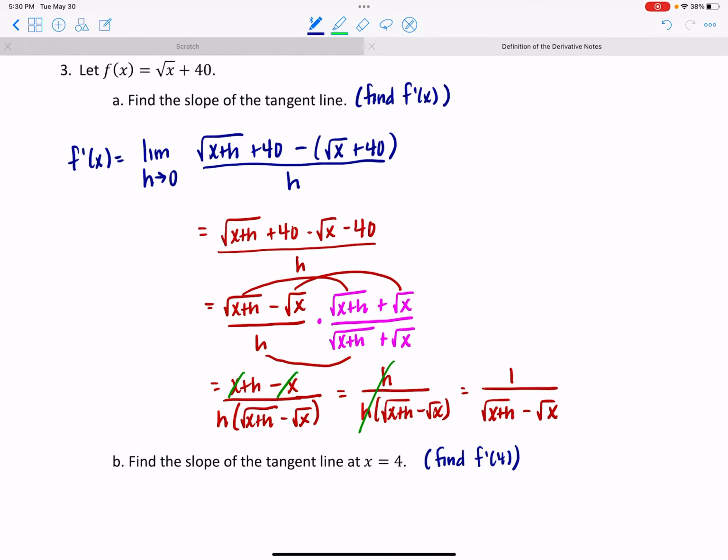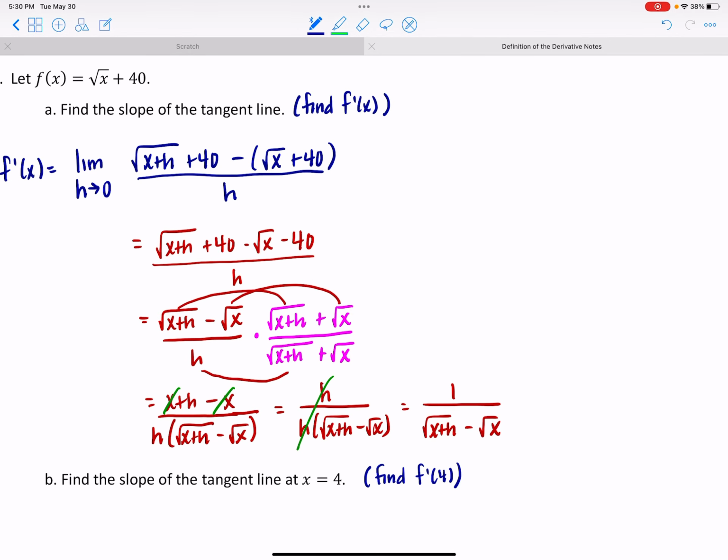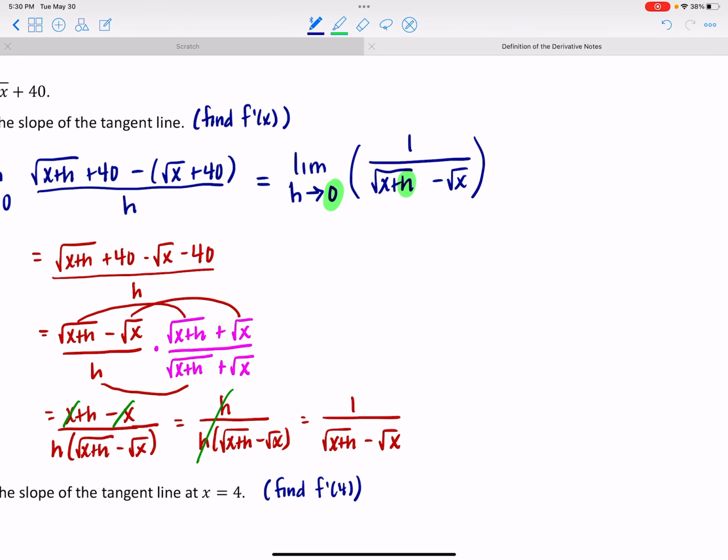So I am now finding the limit as h approaches 0 of the new simplified form of my difference quotient, which is 1 over the square root of x plus h minus the square root of x. Again, this is a place where now I can evaluate. I can actually put the 0 in for h and be almost done with this.